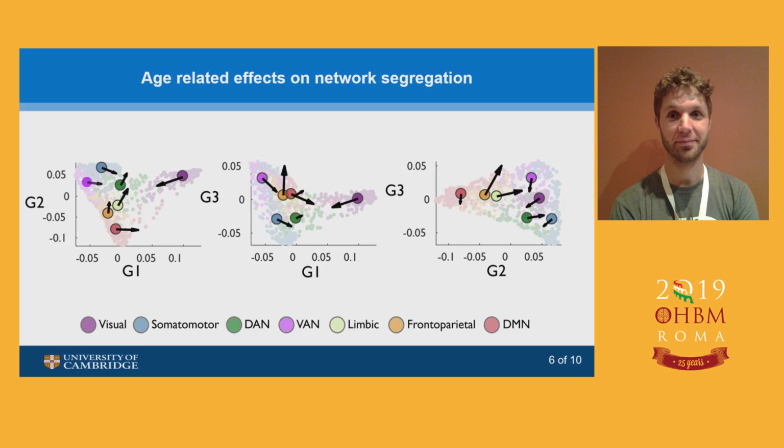Again, recapitulating some of the univariate findings we saw before, we mostly see that the visual network seems to move inward, so it becomes more similar to other networks, as it were. We can see some of the other networks jumbling around, but overall you can see that most of these arrows are pointing inwards a little bit.